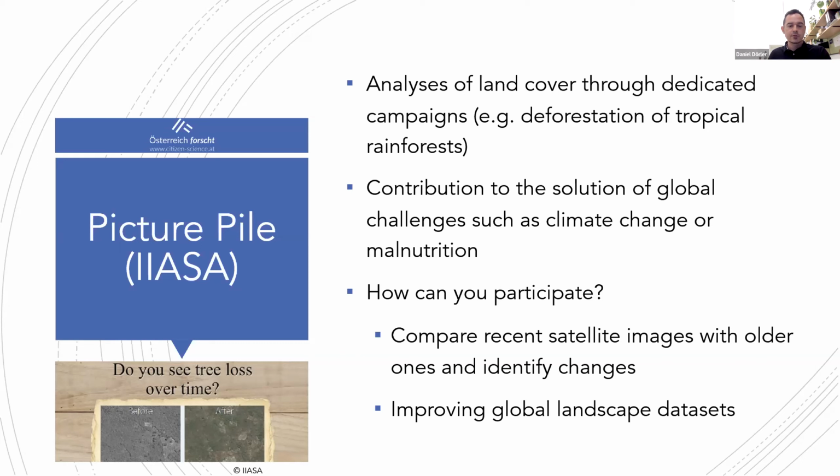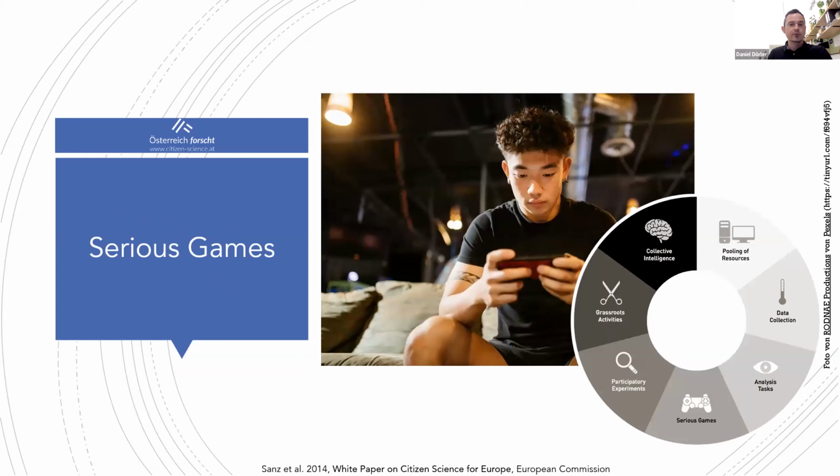You can see on the left side an old satellite image and on the right side a recent one. And if you see that deforestation happened between those two pictures, then you swipe the picture to the right. If there is no deforestation, you swipe it to the left. Through campaigns like this, global landscape data sets can really be improved, and PicturePile has now had several really dedicated campaigns dealing with many different issues, and is a very, very popular project worldwide. And with the next category, I would like to give over to my colleague.